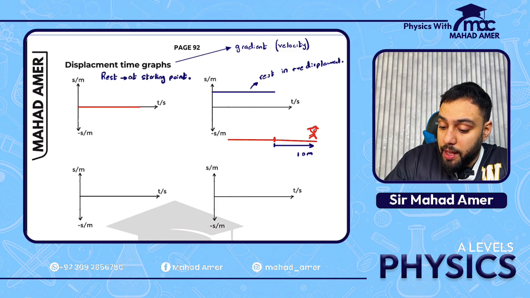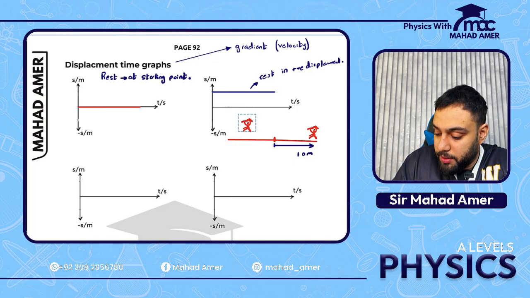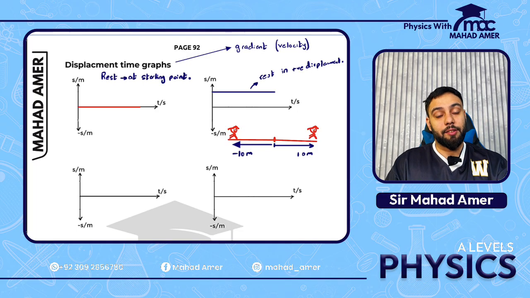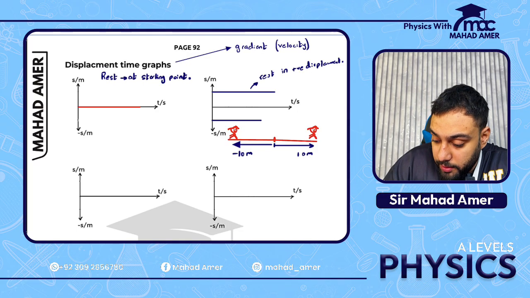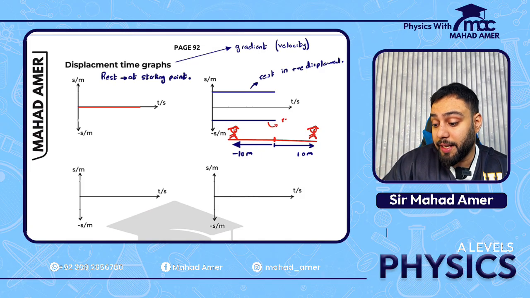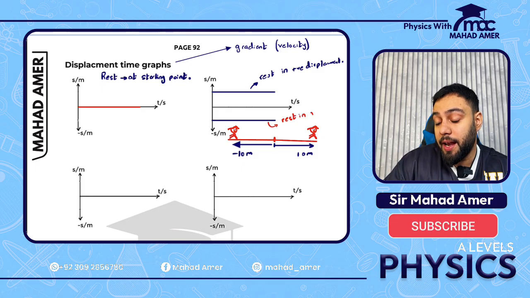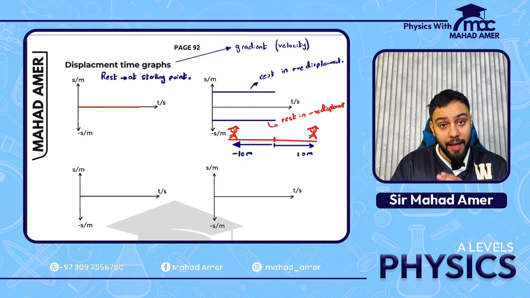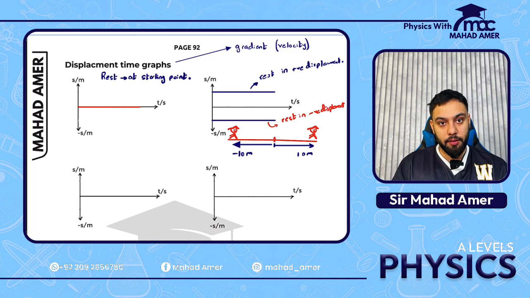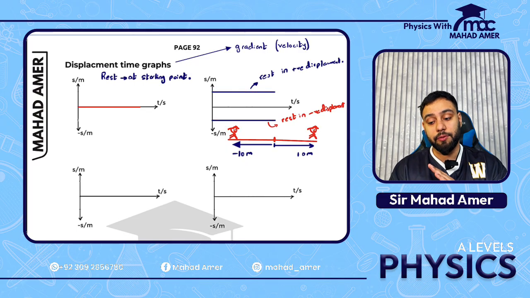If the case would have been the other way around, let's assume you were on the negative side, minus 10 meters, let's say 10 meters to the left, the graph would have been like this. It's still a straight line below, with zero gradient. Now, this means it's rest in negative displacement. Negative displacement means in the opposite direction. You are at rest in the opposite direction. So that's rest at the starting point, rest in the positive displacement, rest in the negative displacement. These are all the graphs for rest first.